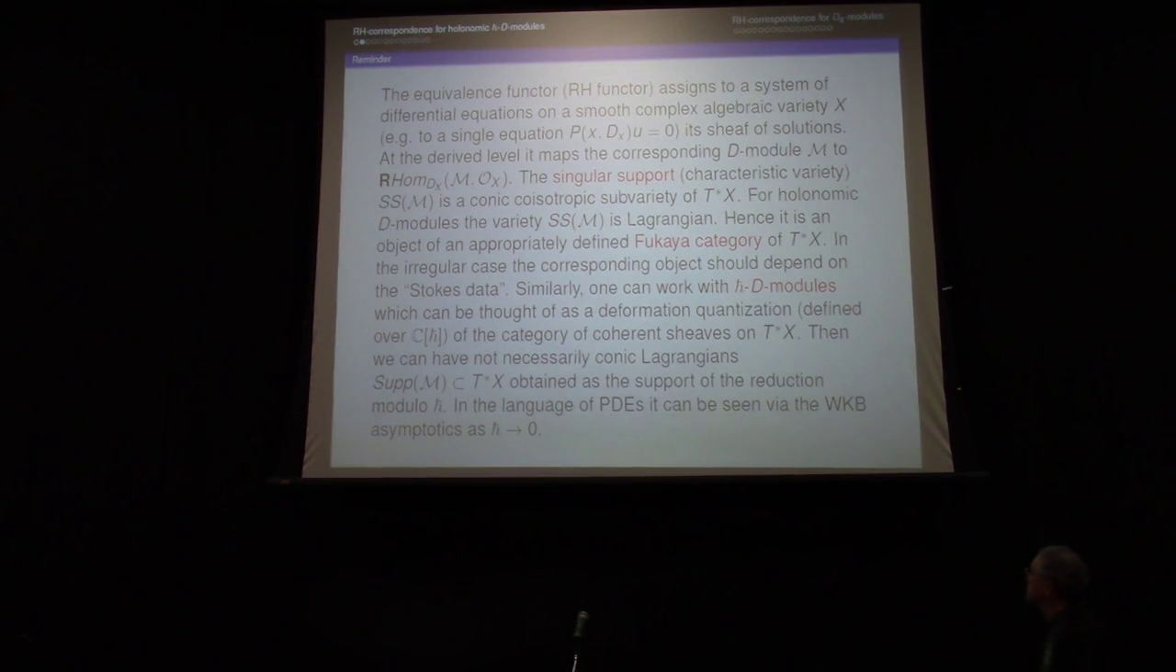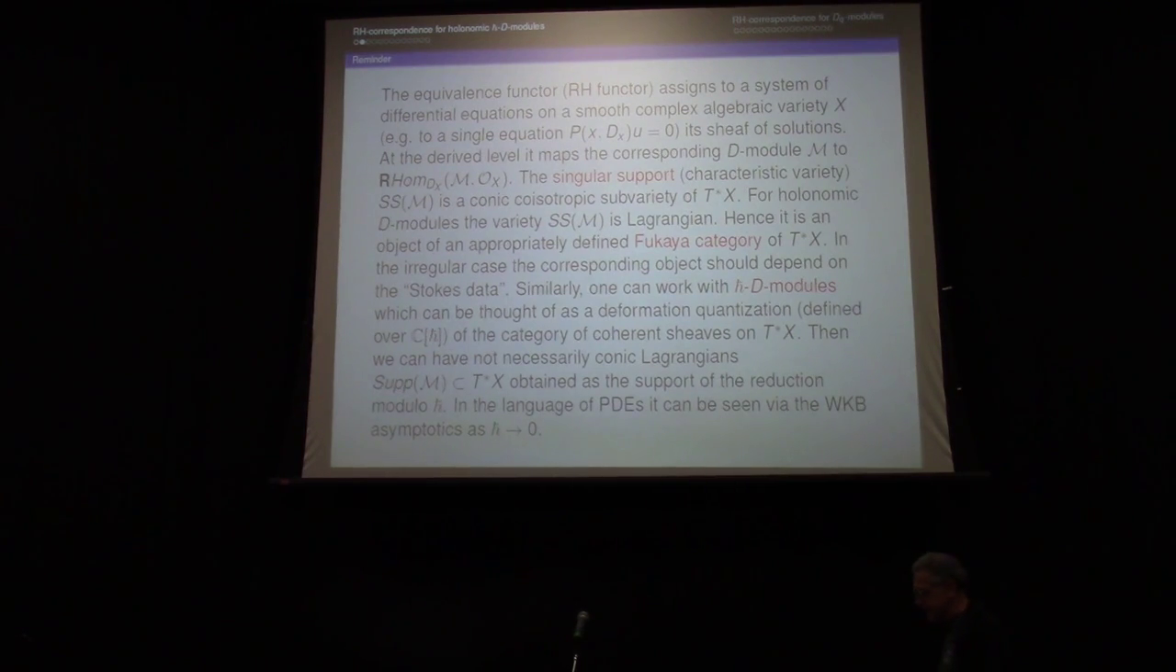If we consider the characteristic variety of the D-module, or singular support, for a holonomic D-module, it's a conic Lagrangian subvariety in the cotangent bundle, and we can take the micro-support of the corresponding constructible sheaf of solutions. Both of them are Lagrangian varieties, and therefore it's very natural, at least for people who like symplectic topology, to think that they are objects of some appropriately defined Fukaya categories, the category of A-branes, in the simplest case for the cotangent bundle.